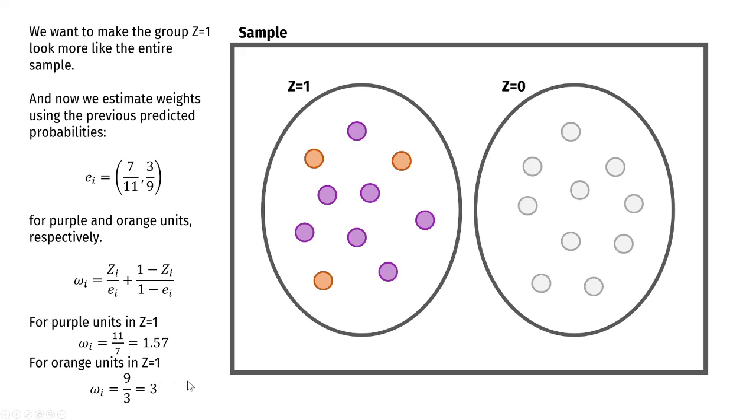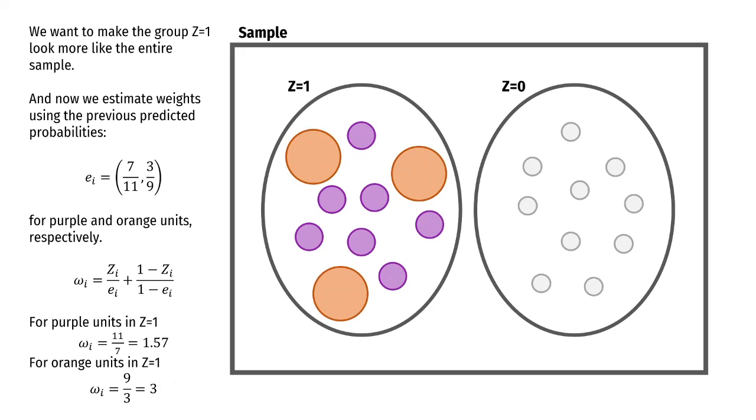So let's see how this looks when we actually use the weights. So now I scaled each of these units depending on their weights. These purple units were scaled by 1.57, and these orange units were scaled by 3. So as you can see, now my orange units are going to weigh more than the purple units, okay? Because again, they were less likely to be in that group. So I need to compensate for that, so that now my respondent group, z equals 1, looks more like the whole sample.